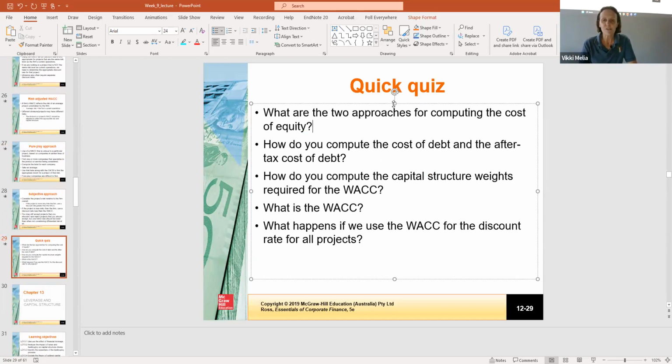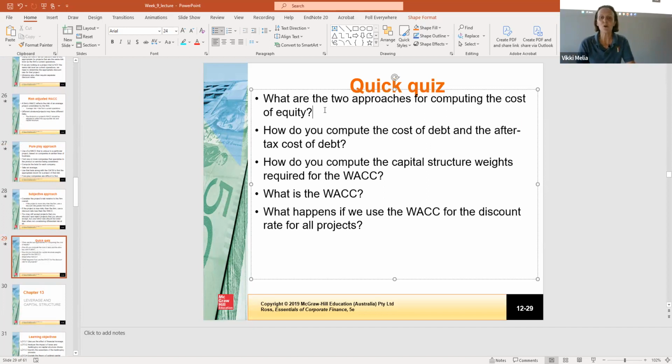The first question says, what are the two methods or approaches that we can use to determine the cost of equity? Yep, dividend growth model and the capital asset pricing model, also called the security market line. So they were the two approaches. The limitation with the dividend growth model is just that if the company's not paying dividends, we can't use it.